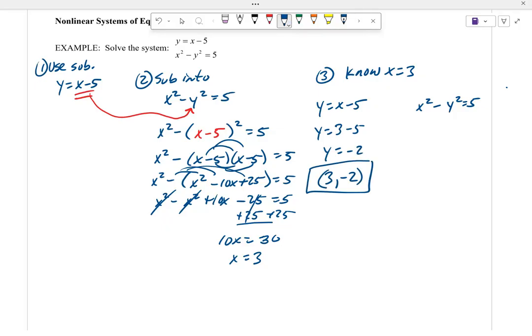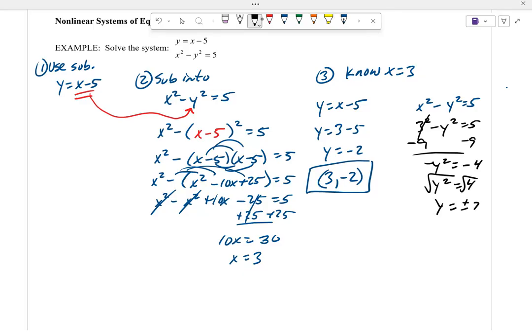Remember, the solution has to satisfy both equations. So let's say we had instead plugged it into the other one. x equals 3, 3 squared minus y squared equals 5. Subtract 9 on both sides. I get negative y squared equals negative 4. Divide by negative 1, I get 4. This one is proposing plus or minus 2. In other words, this x squared minus y squared equals 5 has two y values when x is 3.